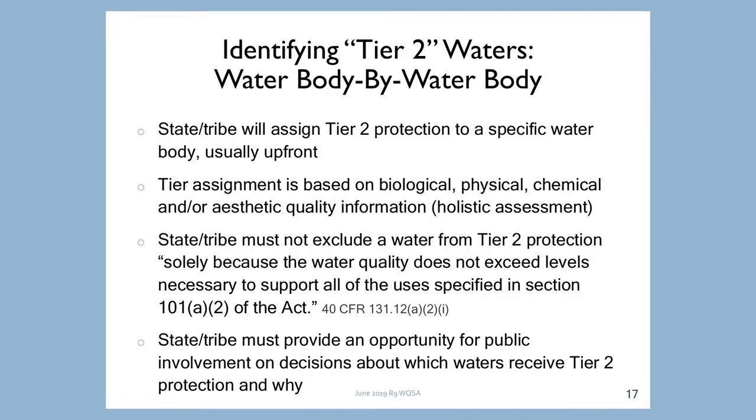And so what we did was we said that a water cannot be excluded. When using a water body by water body approach, you cannot exclude that water from a tier 2 assignment only because it's not meeting all of the uses. There's a whole lot of negatives in there, but what it really means is, let's just say you've got aquatic life use and recreation use, and you have a parameter that's messing with your recreation use. Let's say you put fishing in recreation, but it's high quality for aquatic life. You can't say we're just not going to protect it at all as tier 2. We're saying that if it's got high quality parameters for aquatic life, then it should still be tier 2.